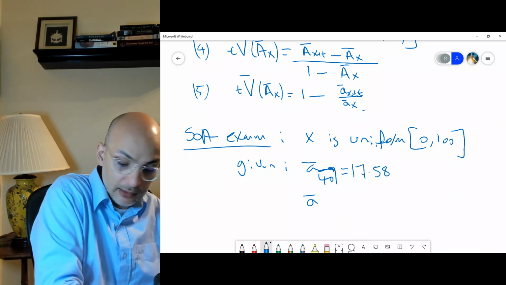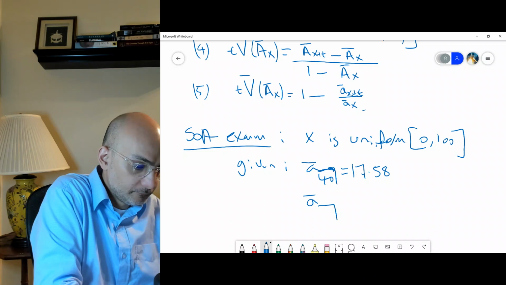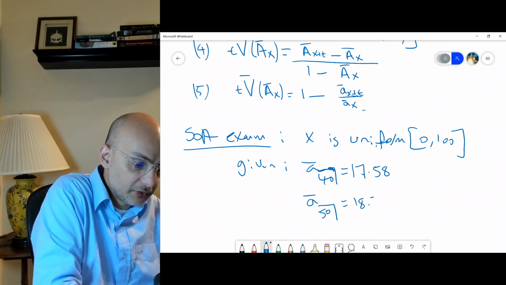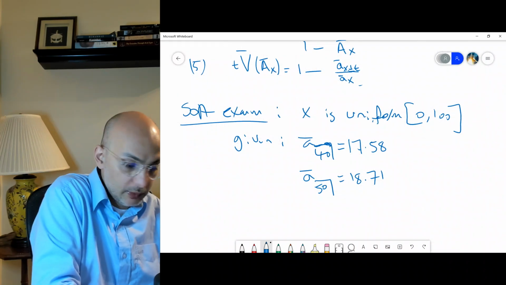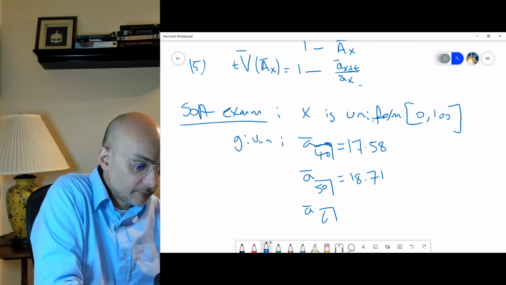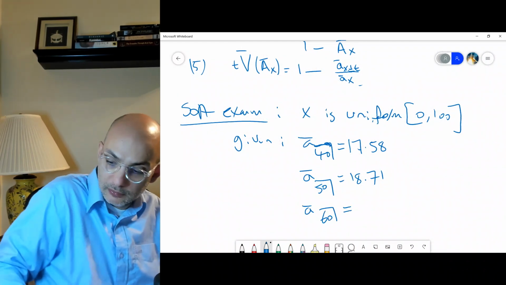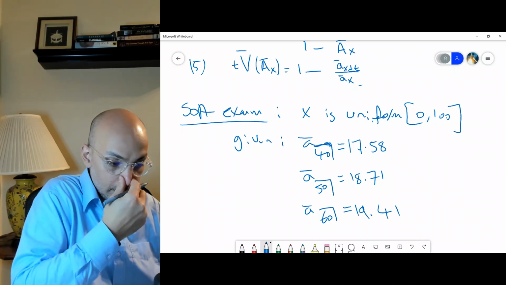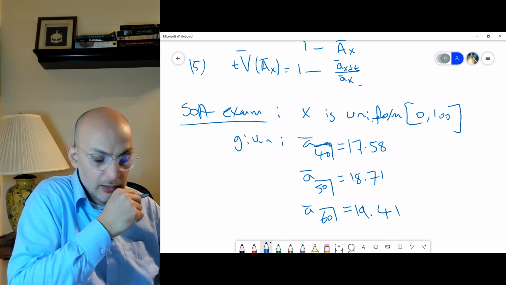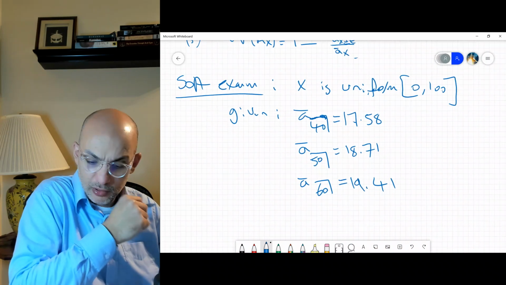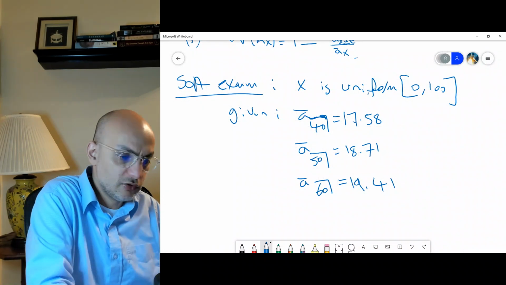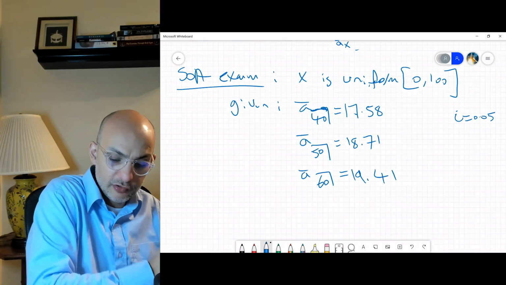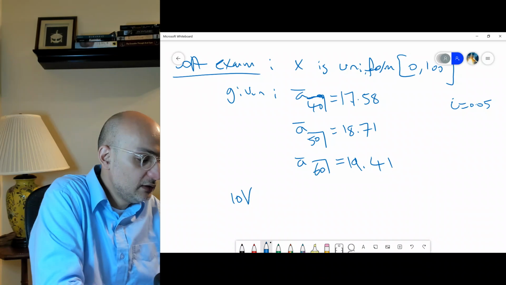Now A50, this is the annuity certain, is 18.71. Now A60 is 19.41, right? So you are given these annuity certains. You are also given the interest rate. You don't need the interest rate, but in case you need it. And the question here is to find TV A40.